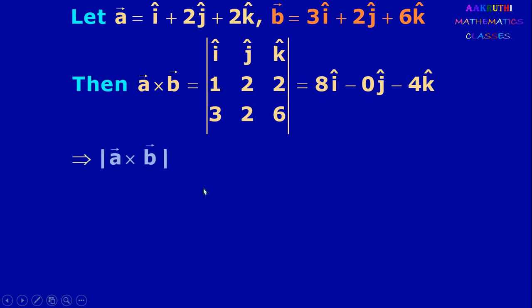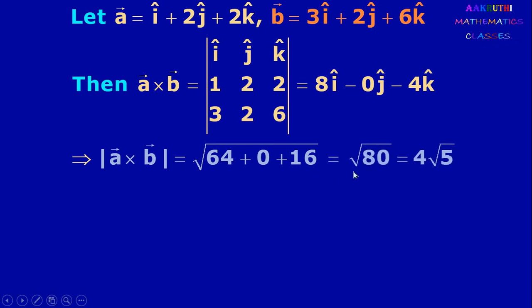And here magnitude of A vector cross B vector is root of 8 square plus 0 square plus 4 square, and it is root of 64 plus 0 plus 16, and root of 64 plus 16 is root 80, and we can write it as 4 root 5. So therefore magnitude of A vector cross B vector is 4 root 5. Now we find magnitude of A vector.